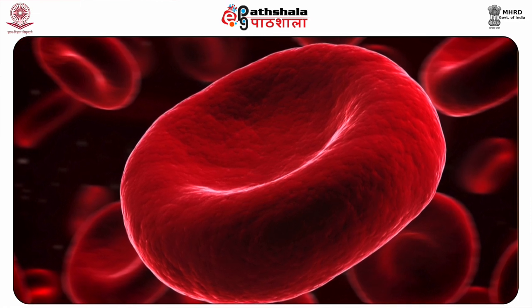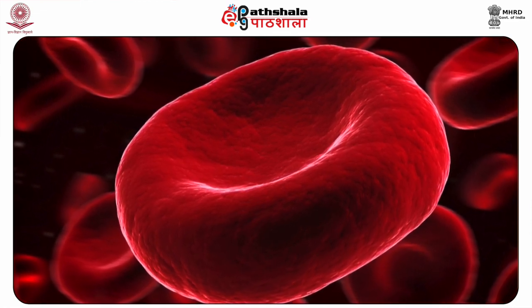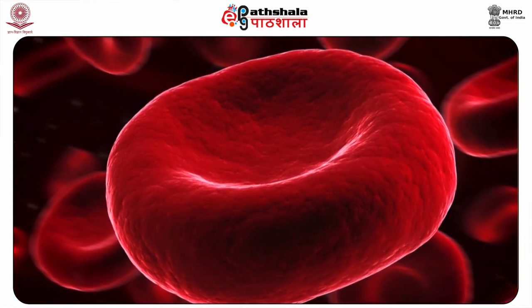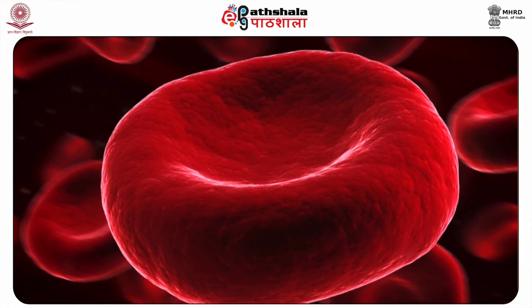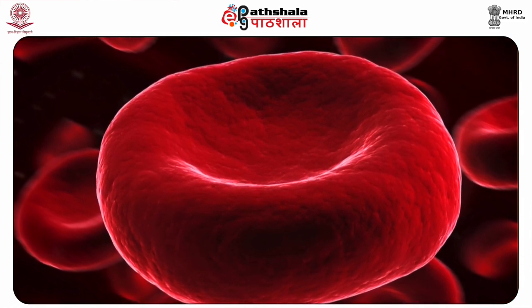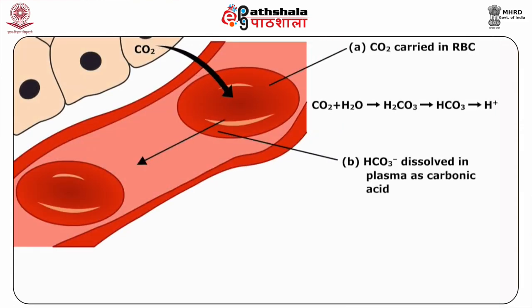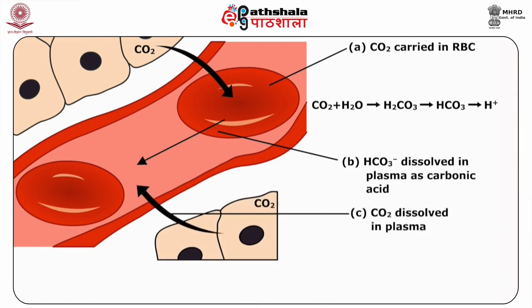RBCs impart red color to blood due to the presence of the iron-containing protein hemoglobin, which transports oxygen and carbon dioxide. More precisely, RBCs enriched with oxygen are red colored, while RBCs devoid of oxygen are slightly purplish. This is the reason why veins in the body appear bluish, because they carry deoxygenated blood.